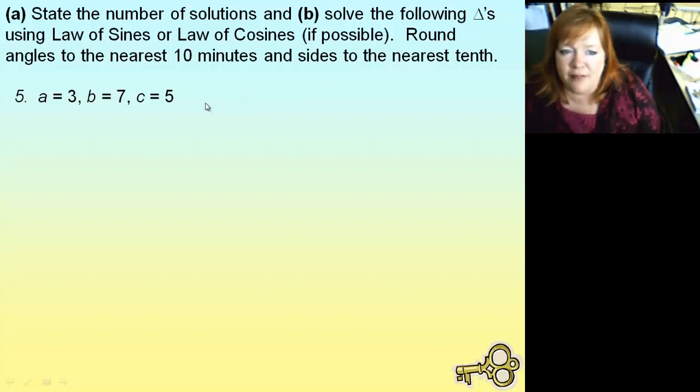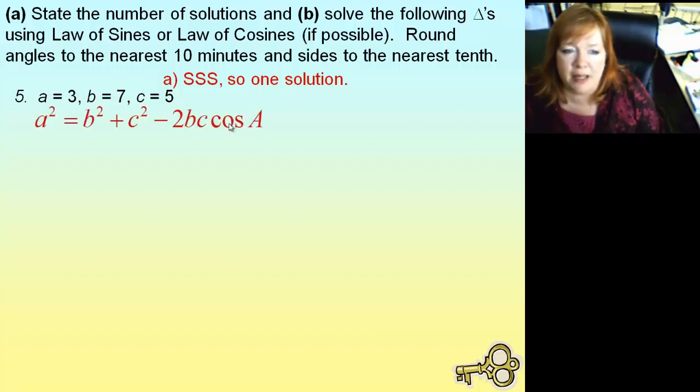So you have the three sides. a equals 3, b equals 7, and c equals 5. Those are your three sides. It's a side-side-side triangle. So since it's not ASS, it's going to be one solution. So that's your answer to part A.